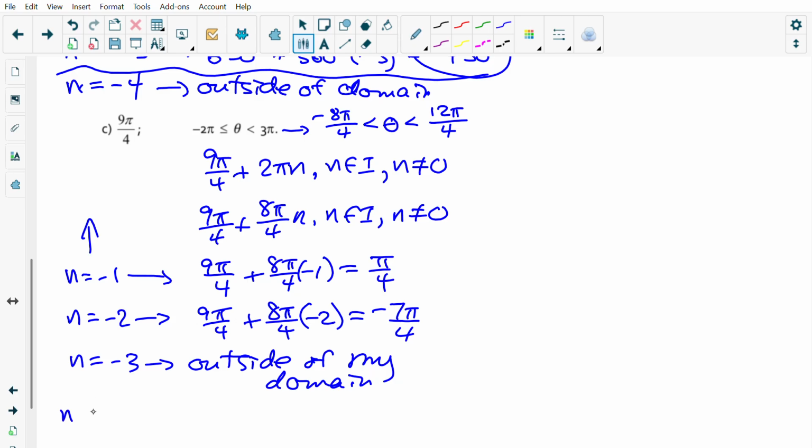If I go the other way, remember n can't equal 0, you're just going to get the same angle you started with, 9π/4, right? If I go to n equals +1, then I'm going to be outside. If I have n equals +1, that's 17π/4. That's outside of my domain on the positive side.